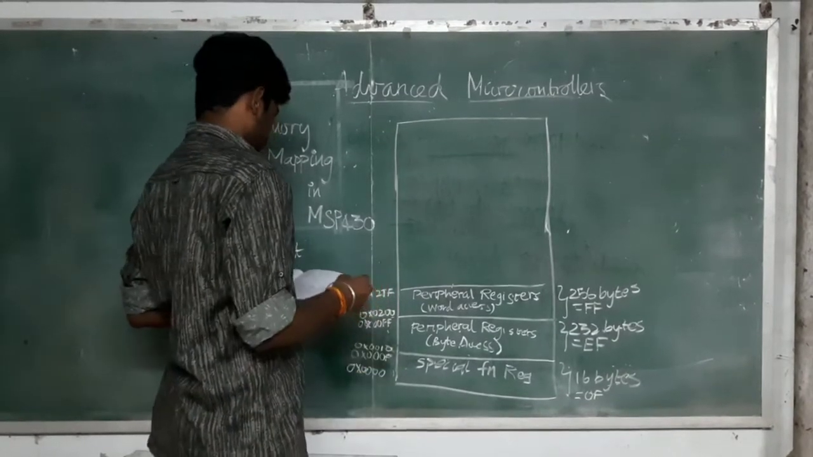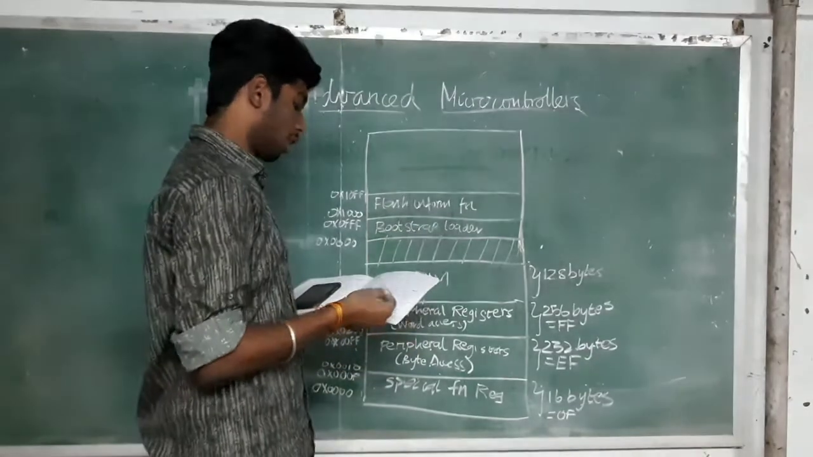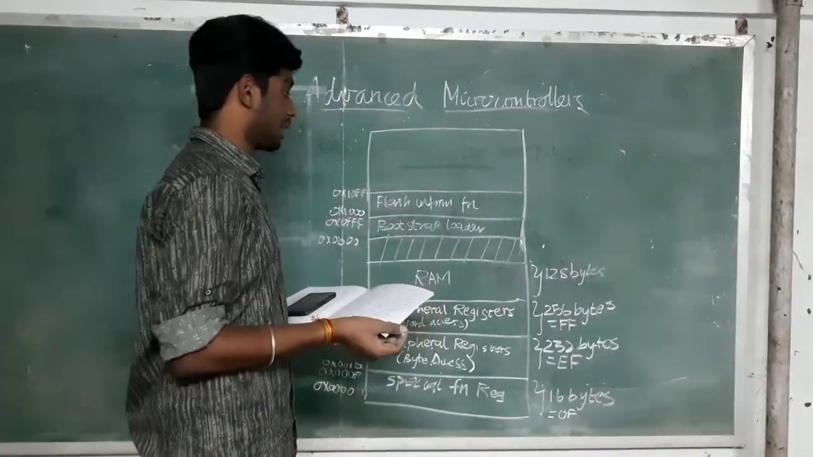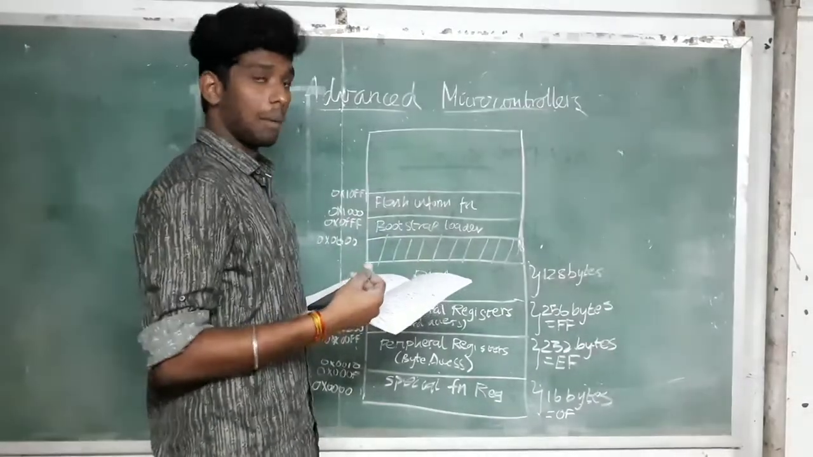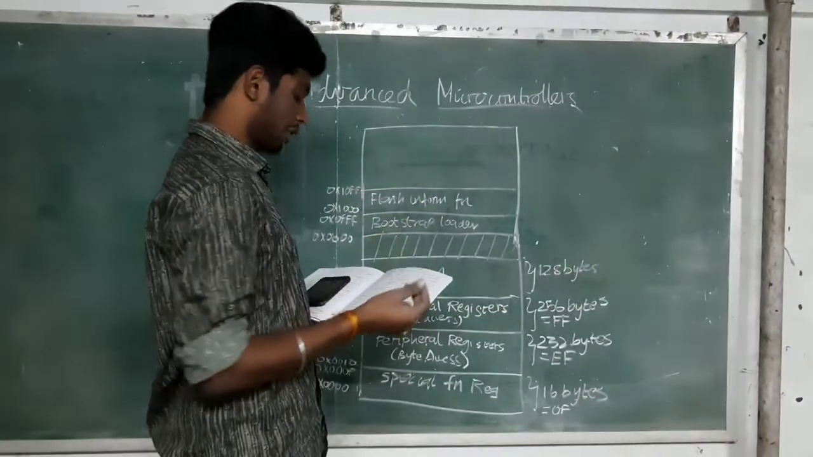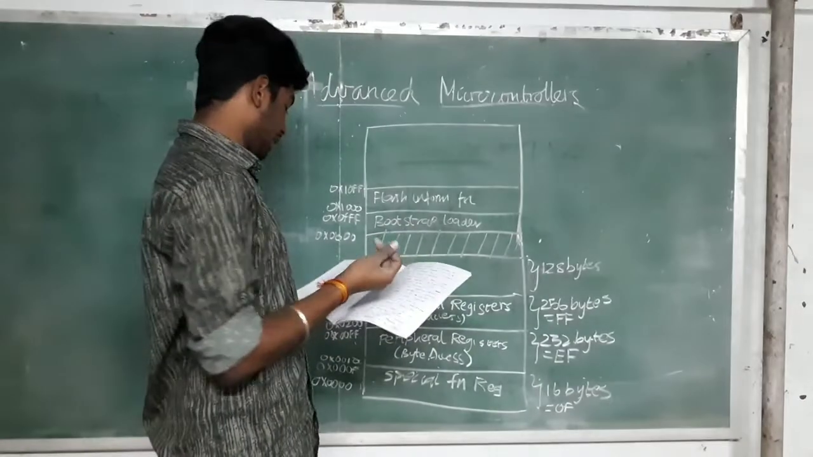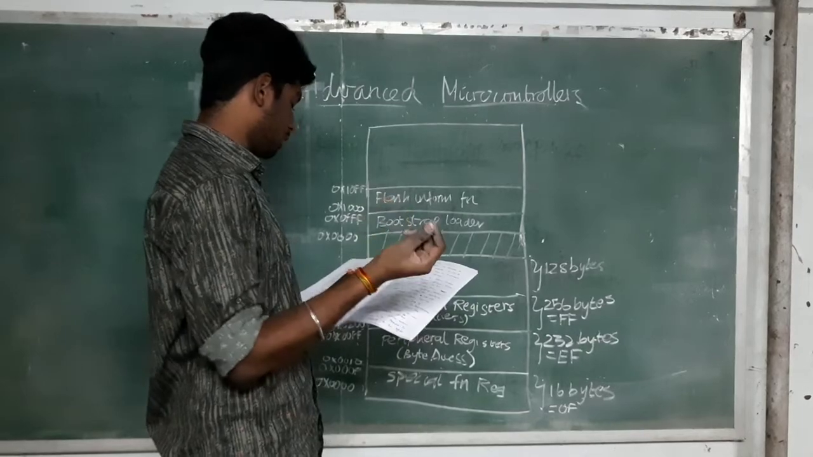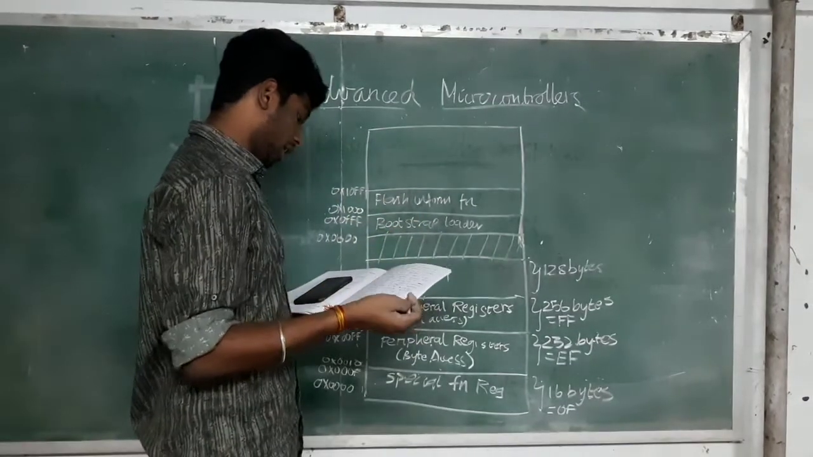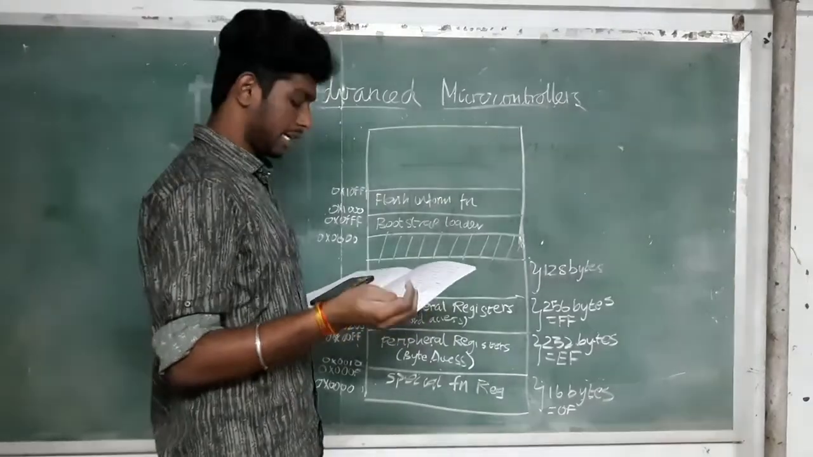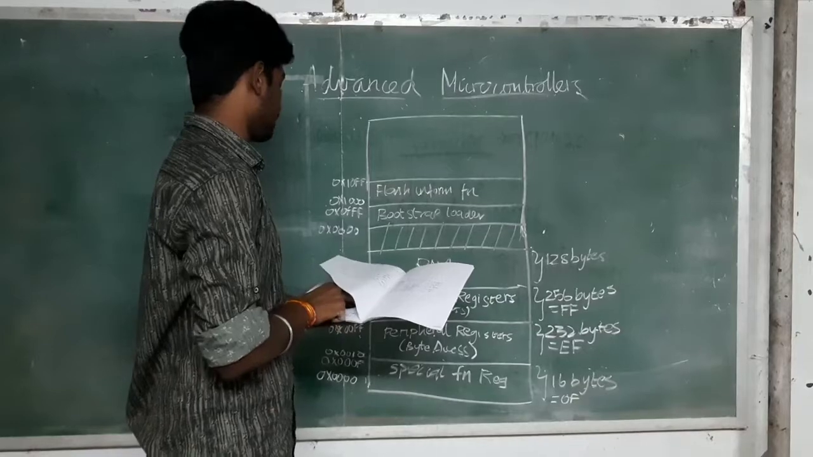027F. So the next one is RAM, that is random access memory, which allows the user to store temporary variables. Here the total number of bytes is 128 bytes, or in terms of hexadecimal we can say it is 7F. Here the starting address is 0200 and the ending address is 027F. If the RAM were to be expanded, it has to be expanded to the higher region.